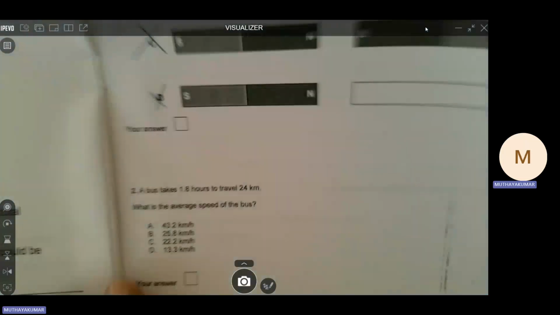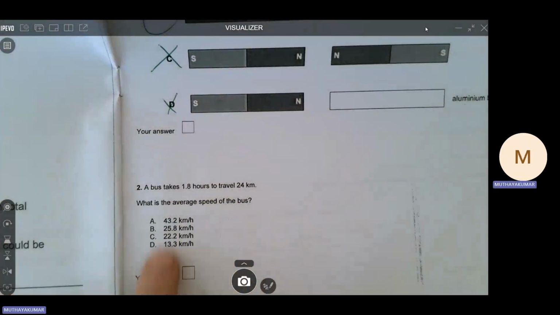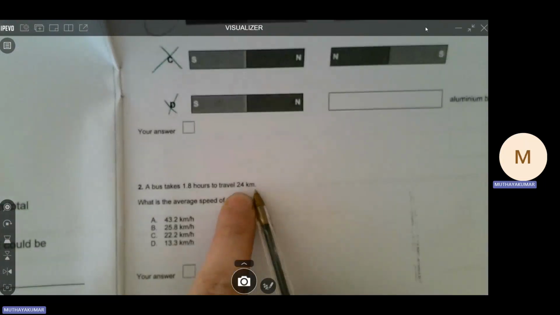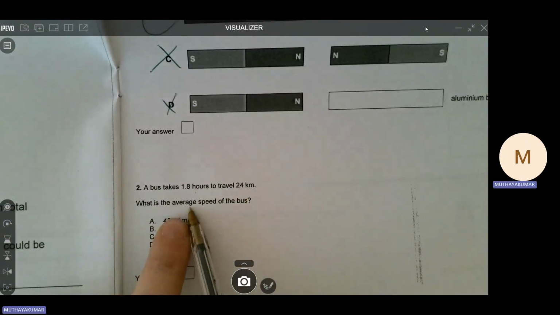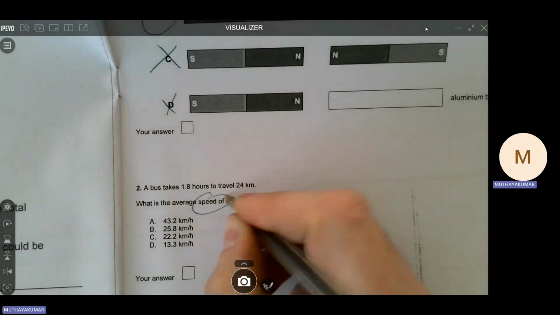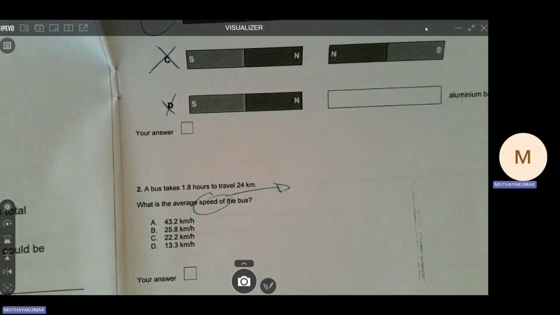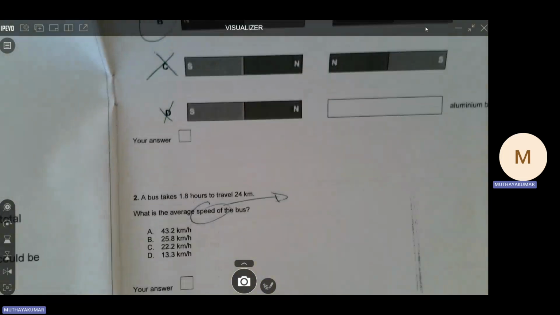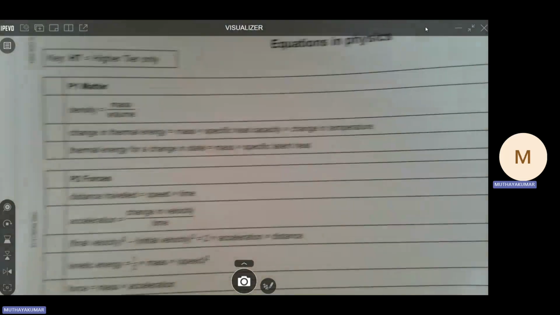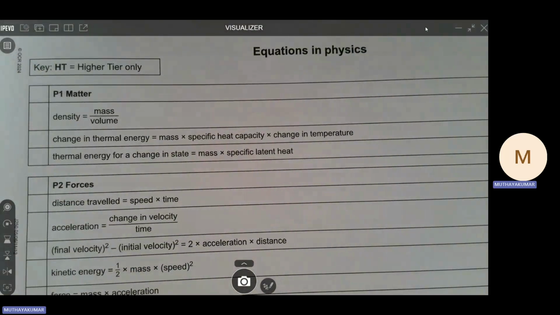All right, question 2. It says a bus takes 1.8 hours to travel 24 kilometers. What is the average speed of the bus? Now, it's asking for speed. You might remember the equation. If you don't remember the equation, you're very, very lucky this year. You have access to the equation sheet. So I would always encourage you to check anyway, as you have it, why not use it?